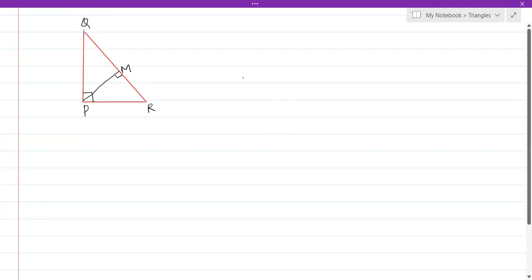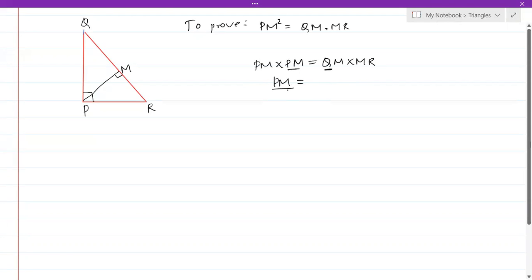Now, what we have to prove is that PM square is equal to QM into MR. If you observe, PM square can be written as PM into PM, isn't it? So QM into MR. We'll keep one PM on the LHS and send one more PM to the other side, and let's get QM to the LHS. So it becomes PM by QM, and here it becomes MR by PM. If you cross multiply, we get back the same thing, isn't it? So if we prove PM by QM is equal to MR by PM, we'll get the required result.